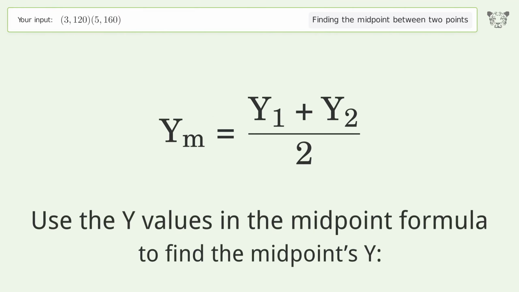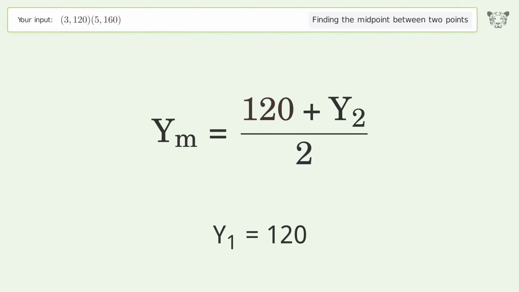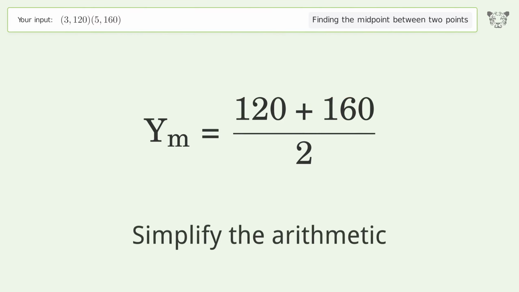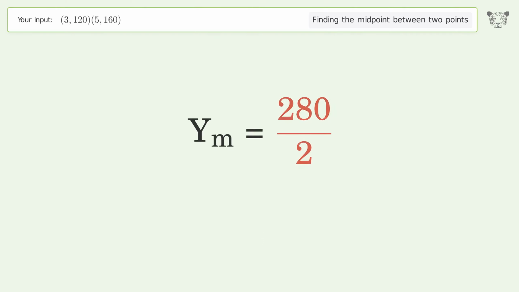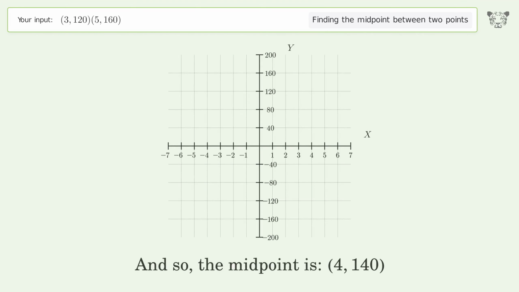Use the y values in the midpoint formula to find the midpoint's y. y1 equals 120. y2 equals 160. Simplify the arithmetic. And so, the midpoint is 4, 140.